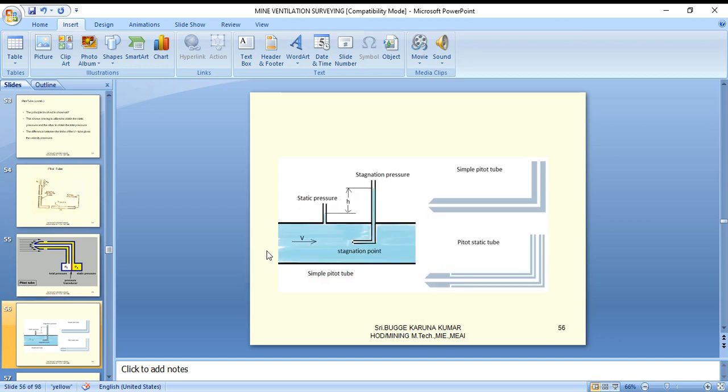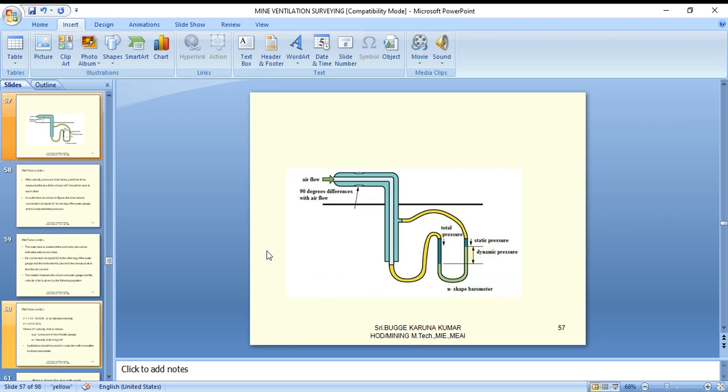Pressure transducer. Here are the stagnation point pressures. The H is the difference between these two. Simple Pitot tube, Pitot static tube. The airflow is at 90 degrees to the static opening. Total pressure, static pressure and the dynamic pressure.